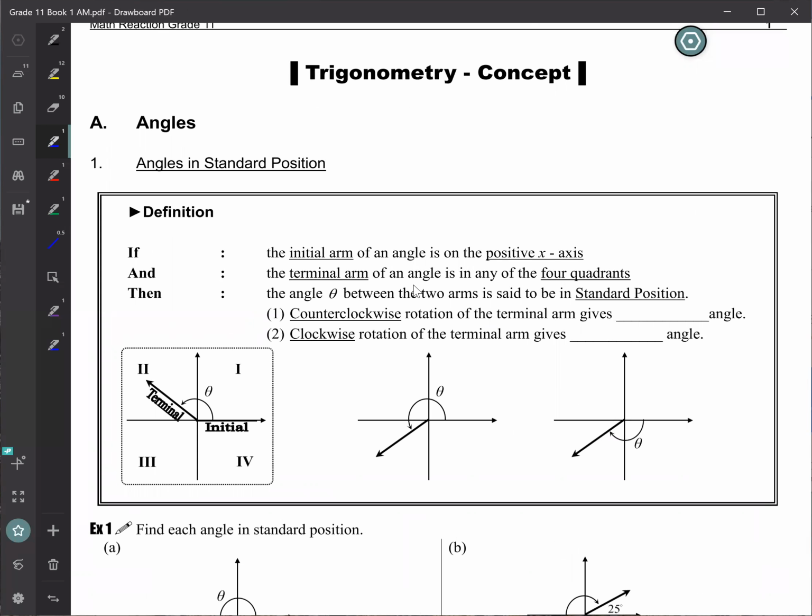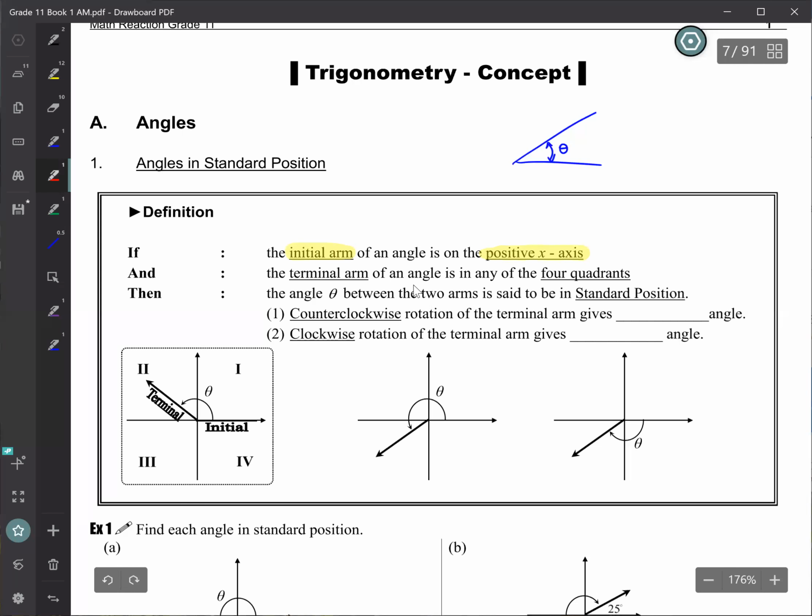Let's go over a couple names here. Initial arm and terminal arm. When you have an angle, you see the two blue lines. What's in between, we call that theta. The 2 lines that create this angle are called the arms. One of them is initial, one is the terminal. Initial is always fixed. Initial means beginning. It's the beginning of the angle. It's fixed on the positive x-axis.